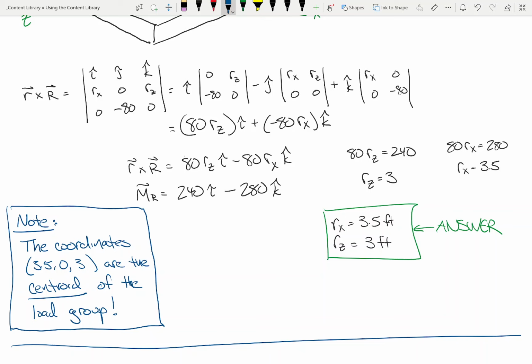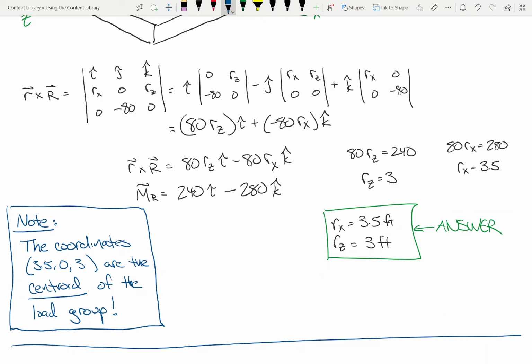Notice, well, here's something else. Would it have made sense if our answers were negative? No, because that would have meant they were off the slab, right? They were off the foundation mats, and the answers had to be positive. It also wouldn't have made sense if R cross R had a j term, because this didn't have a j term, right? So that's why I almost like this problem more than the other one. It's easier, but there's a lot more you can glean from it. But when we start getting into centroids, you'll see what I mean.